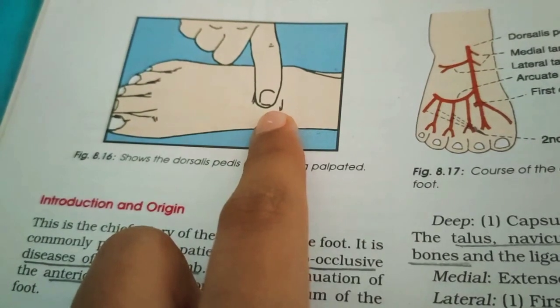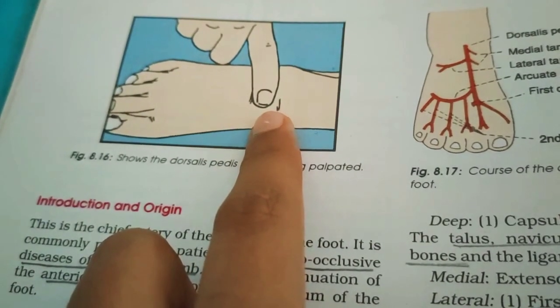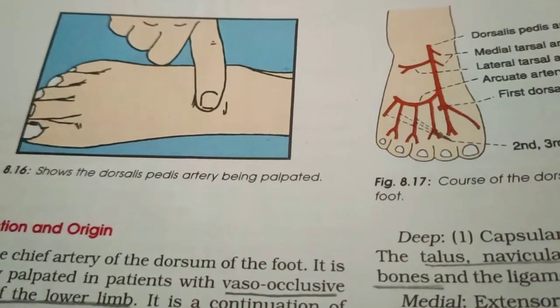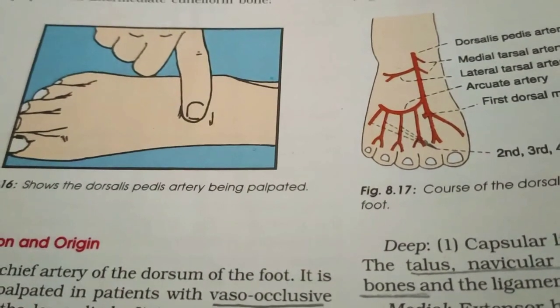However, this dorsalis pedis is congenitally absent in about 14% of subjects. So this is all about the dorsalis pedis artery.